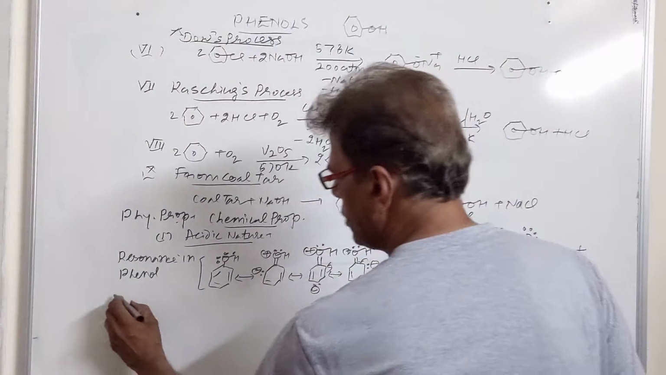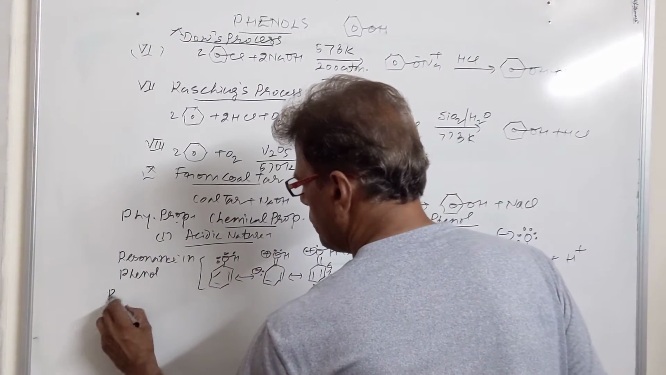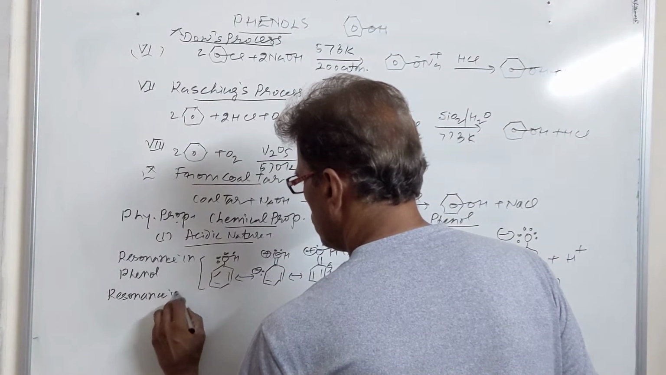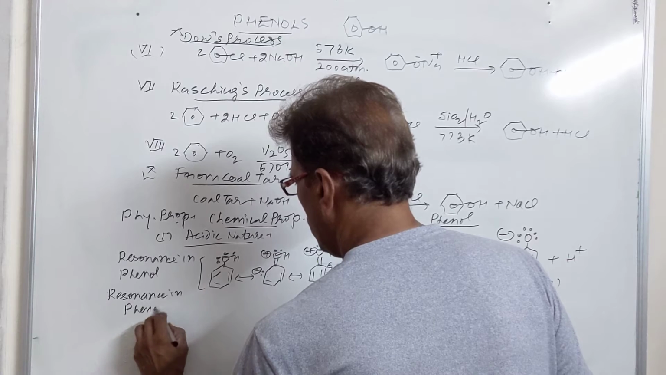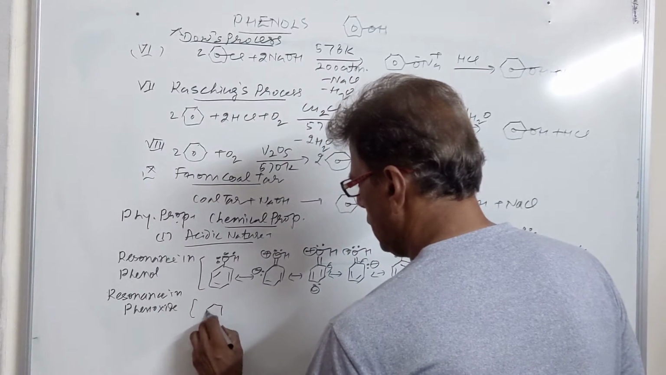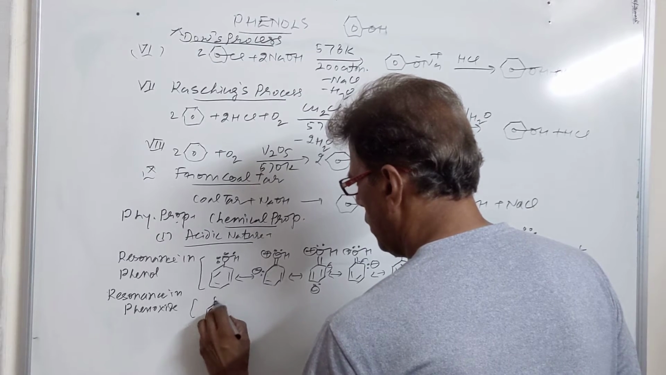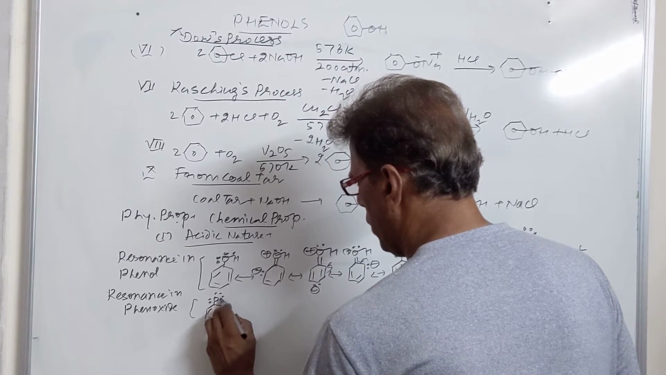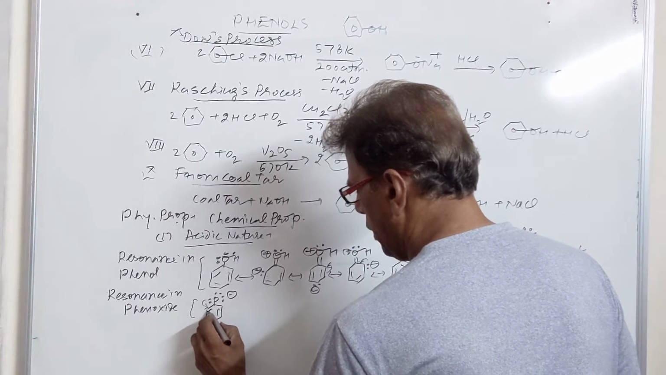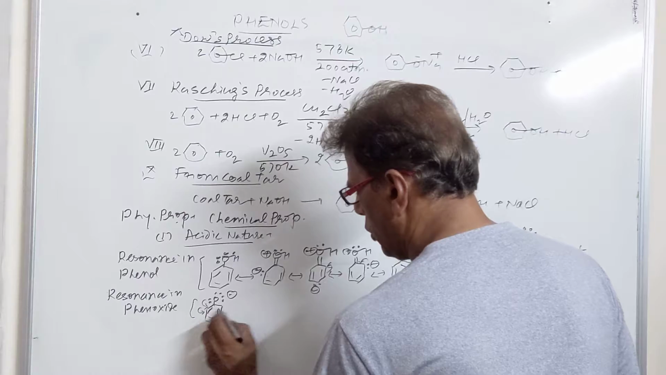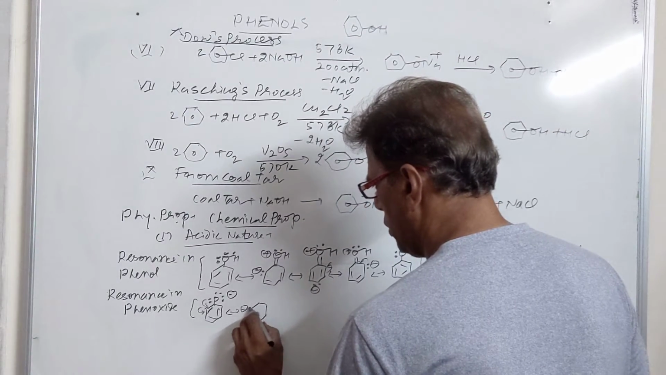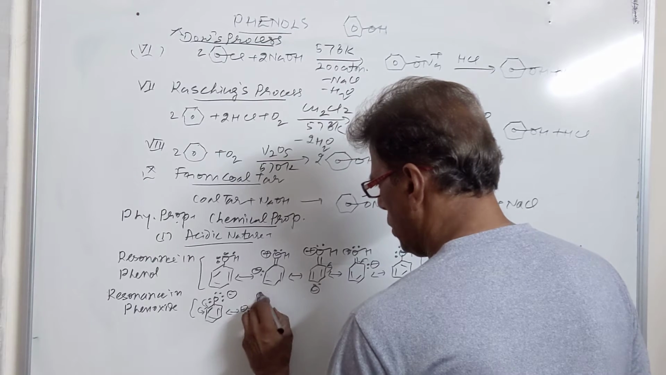Let us see resonance in phenoxide ion. Phenoxide ion does not involve separation of any charge. Oxygen is having 3 lone pairs of electrons now, out of which 1 lone pair will enter the benzene ring, and this double bond will shift to the ortho position, and we get the negative charge on the ortho position. Oxygen is now doubly bonded.